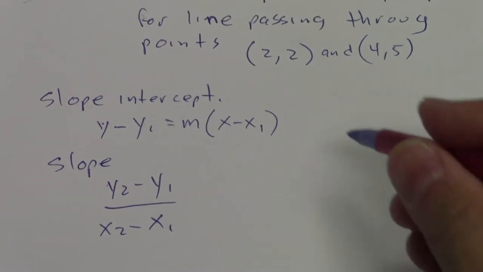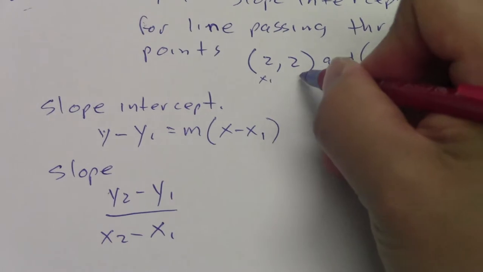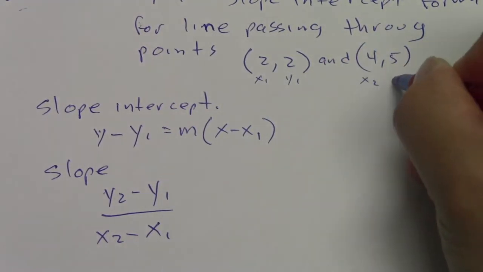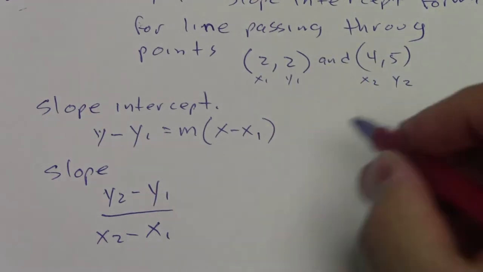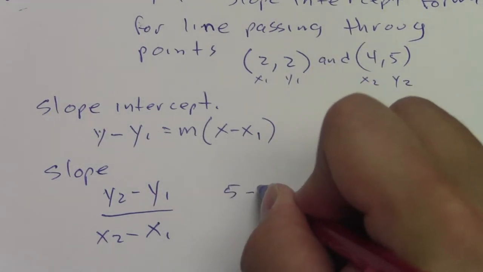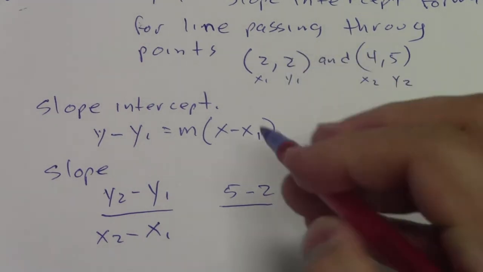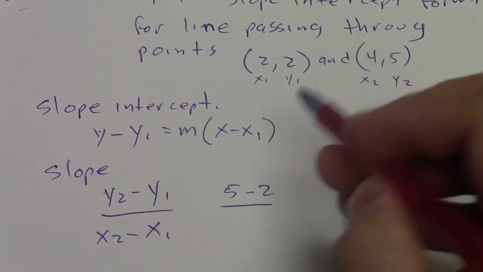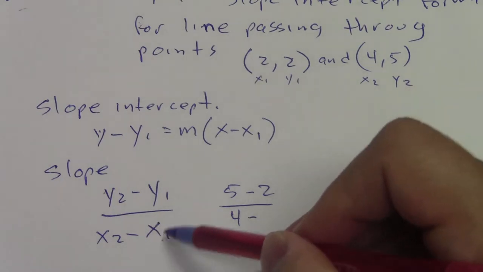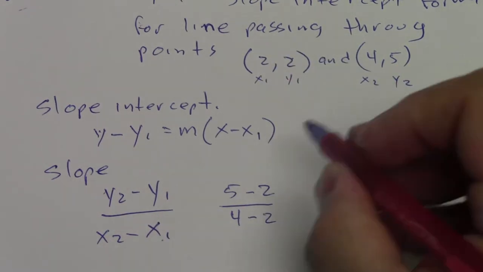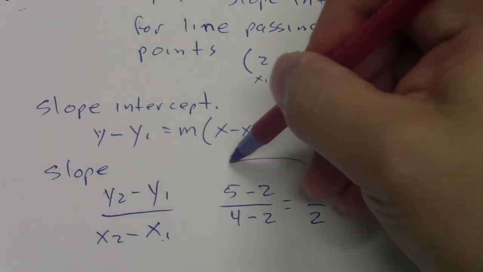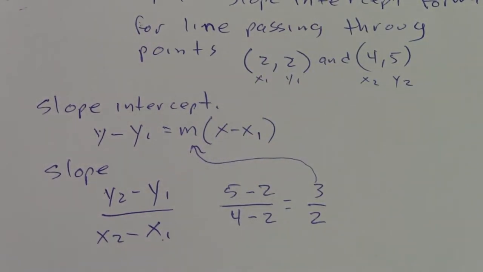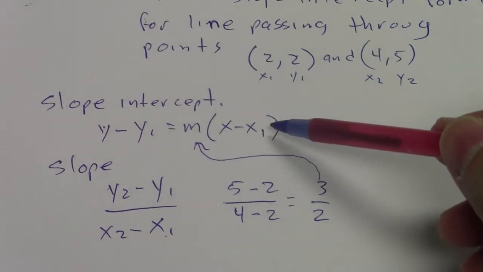All right, so let's find that first, and then we can solve the other one real quick. All right, so back over here, I have x1, y1, x2, y2. All right, so let's see, y2 is 5 minus 2, and x2 is 4 minus x1 is 2. All right, so that gives me 3 over 2, which is my slope. There we go.